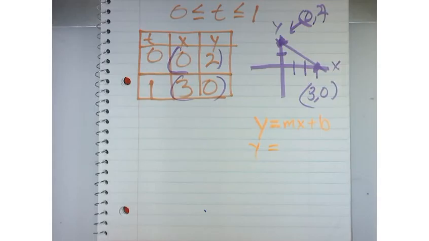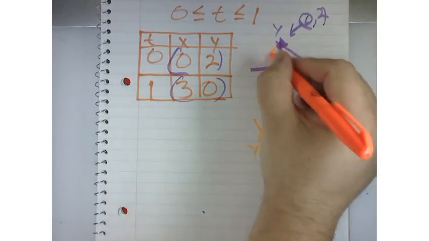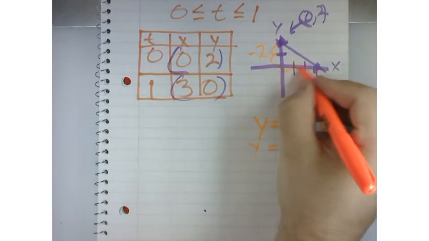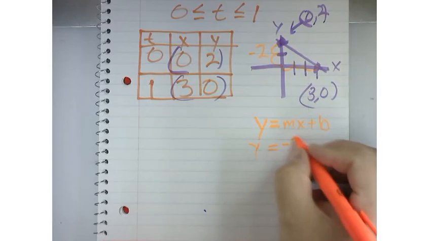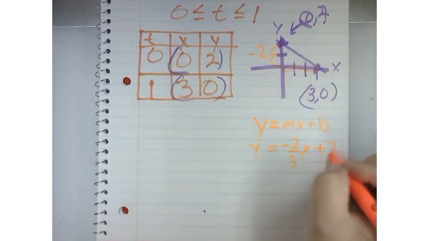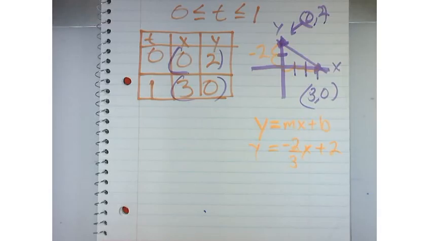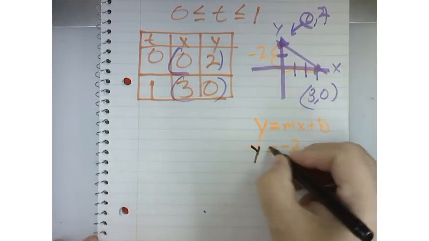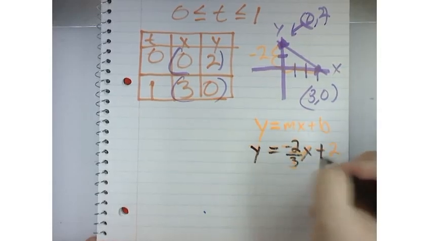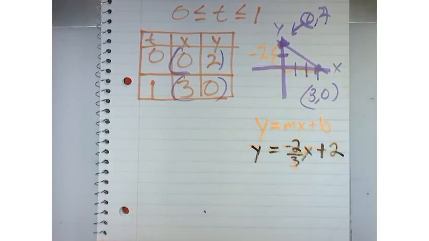So what is the slope? Well, in order to get from this point to this point, I had to go down 2, which is a negative 2, and then I had to go over 1, 2, 3. So I've got negative 2/3 x, and then the y-intercept occurs at 2. So this is what it should look like. Now how do I make it look like that? So I should have y equals negative 2/3 x plus 2. That's what it should be.